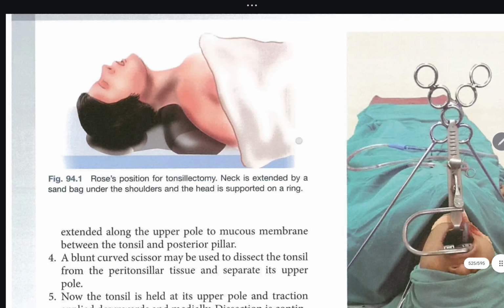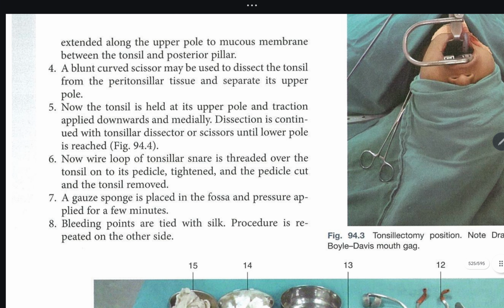It may be extended along the upper pole to mucous membrane between the tonsil and posterior pillar. 4. A blunt curved scissors may be used to dissect the tonsil from the peritonsillar tissue and separate its upper pole. 5. Now the tonsil is held at its upper pole and traction is applied downwards and medially. Dissection is continued with tonsillar dissector or scissors until the lower pole is reached.